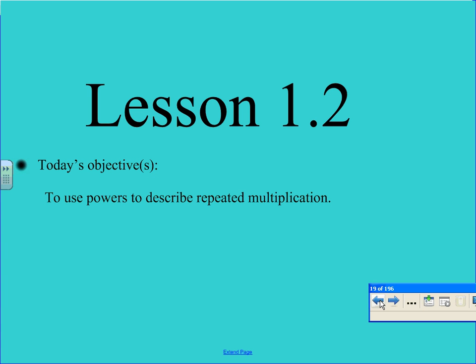Can everyone see okay in the seat that you're sitting in? If there's any issues, let me know.